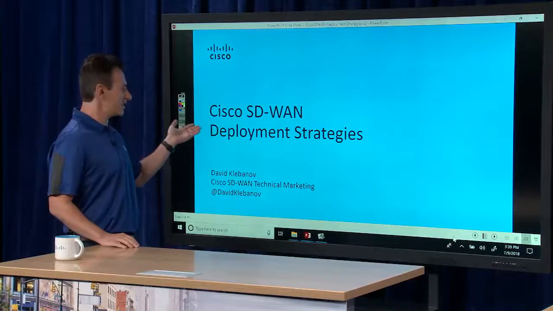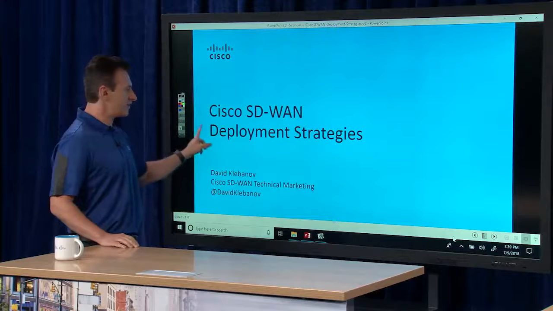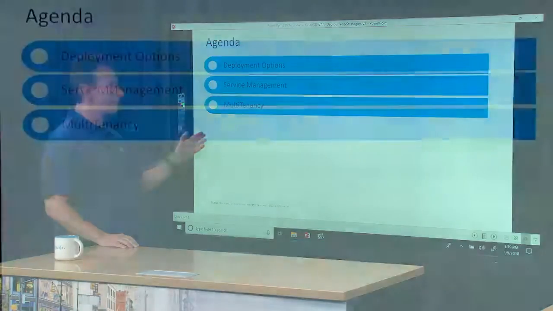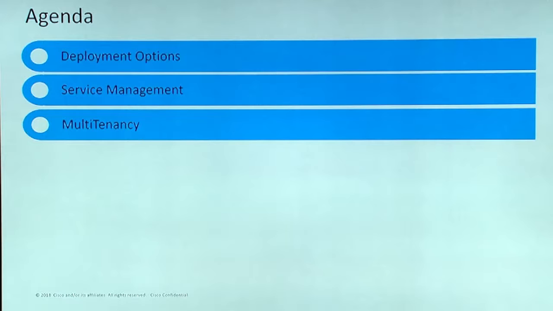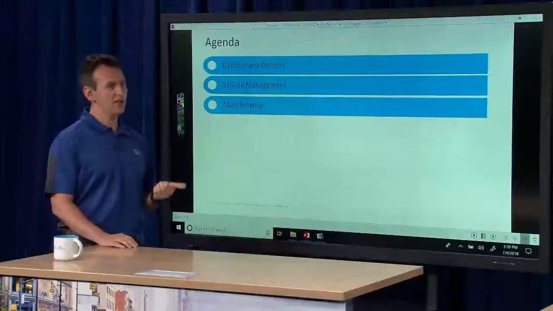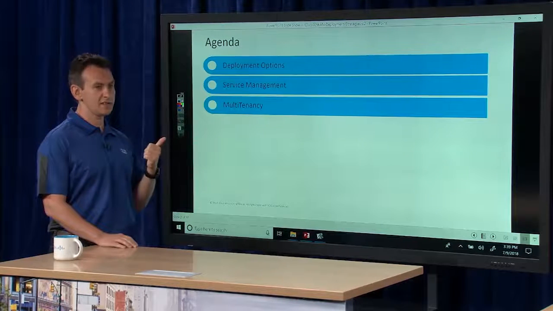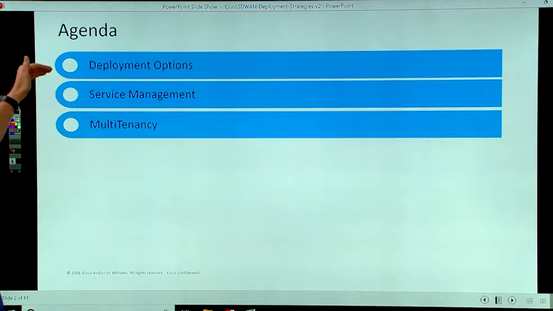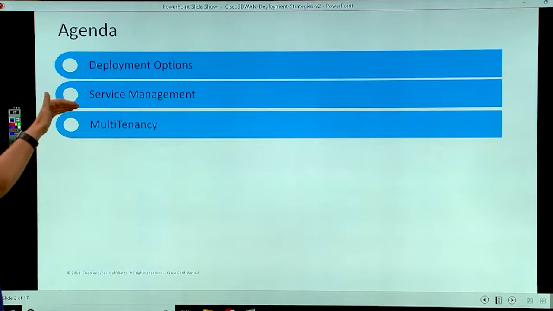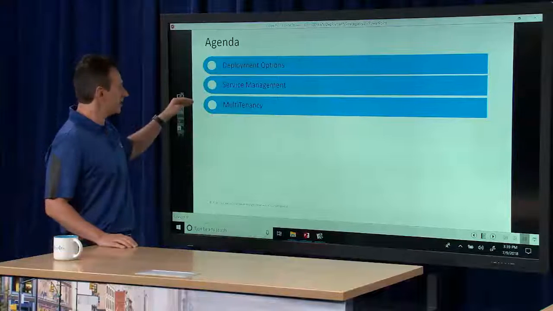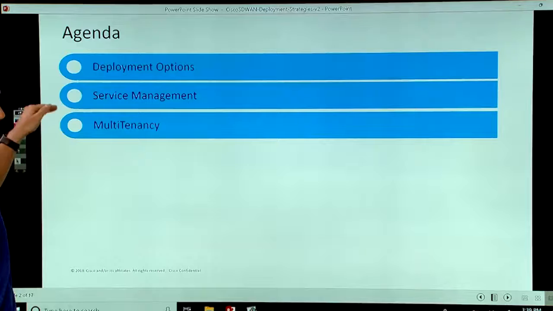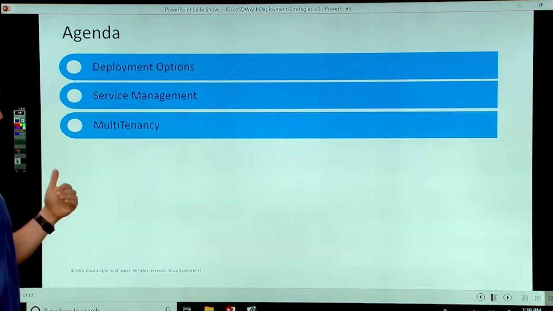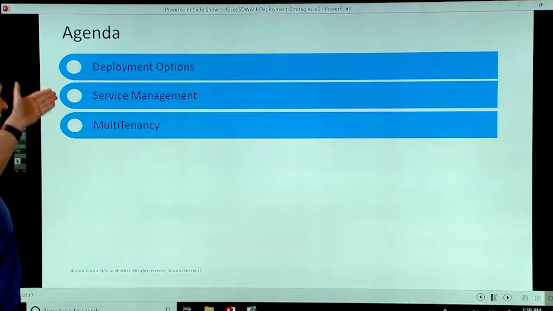Today we're going to talk about Cisco SD-WAN deployment strategies. Specifically, we're going to talk about three topics. We're going to talk about the actual deployment options: the different options of deploying the Cisco SD-WAN solution as a cloud-delivered solution, as a partner-delivered solution, or as a self-delivered solution in the customer data centers. Then we're going to talk about the service management and some of the automation that comes with managing the Cisco SD-WAN solution. And eventually, we're going to talk about multi-tenancy, which could be in the form of multi-tenancy or a single-tenant solution, depending on the specific deployment that we're going to cover in the deployment options.